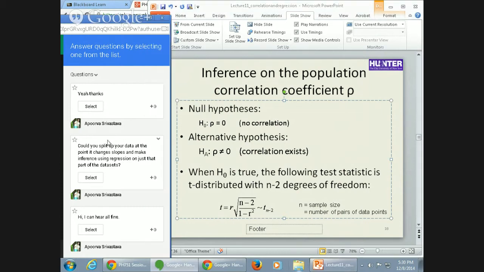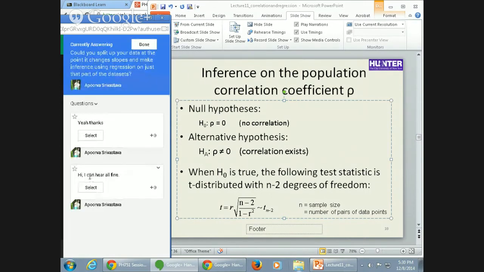So just there's a question. Could you split up your data at the point it changes slopes and make inference using regression on just that part of the data sets?